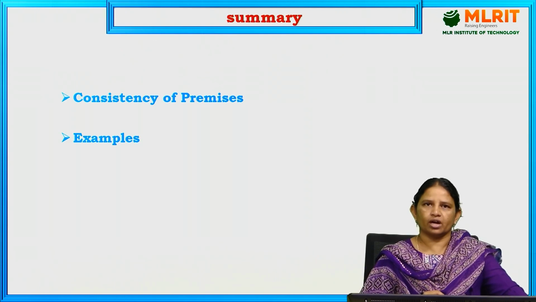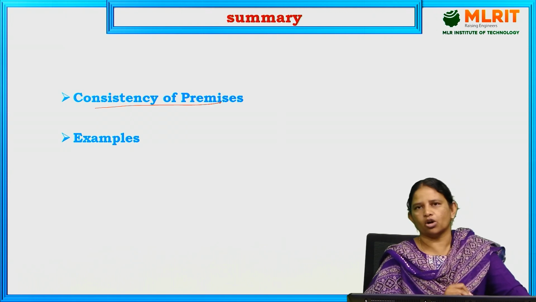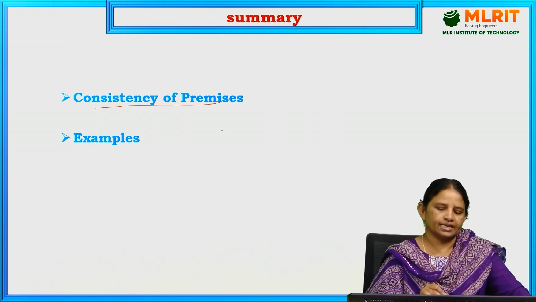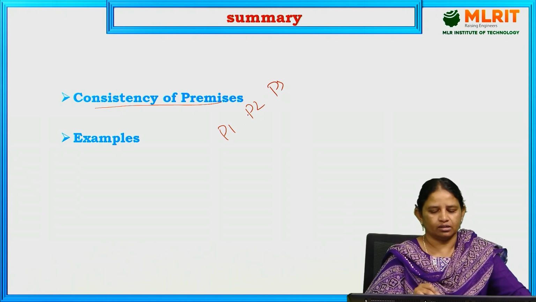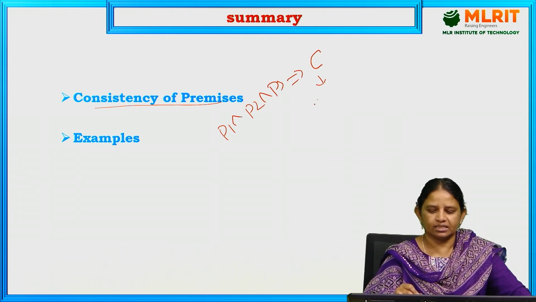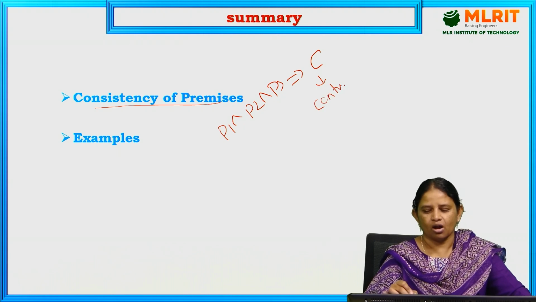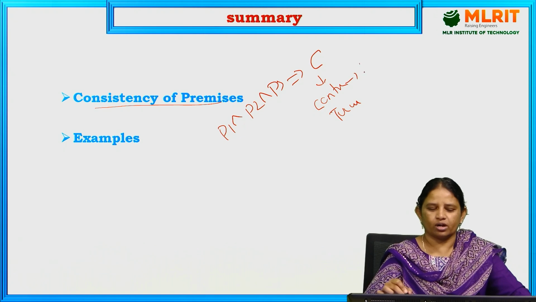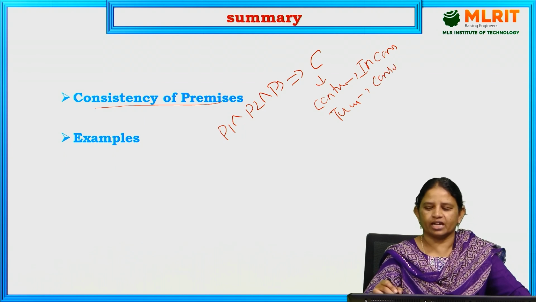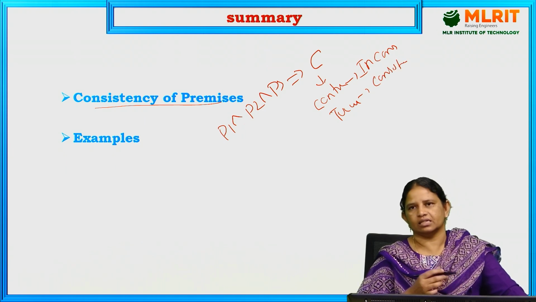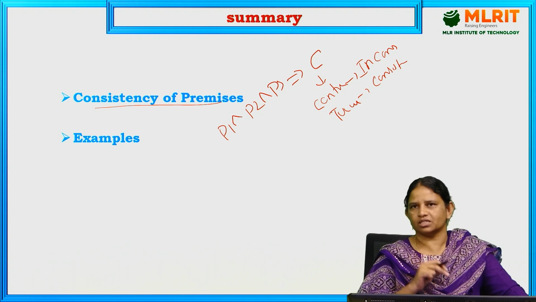So from this, we have discussed the consistency of the premises. What is consistency? A set of premises and their conjunction derives the conclusion. This conclusion is said to be a contradiction or a tautology. If it is a contradiction, then the set of premises is said to be inconsistent. If the conclusion is a tautology, then we can say that it is consistent. So we can derive the conclusion from the set of premises.